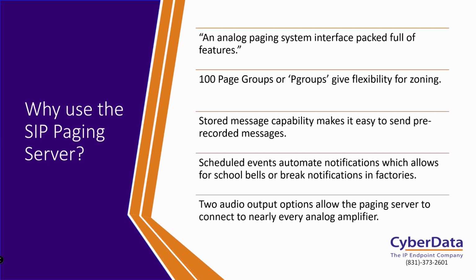And the 2 different audio outputs make the paging server capable of connecting to just about any analog amplifier that's out there in the world. With what's known as a TEL-based output, which is our 600 ohm tip and ring connection, and the RCA 10,000 ohm connection, you can really connect to just about any amplifier out there that doesn't specifically require a standard telephone connection or a POTS connection.